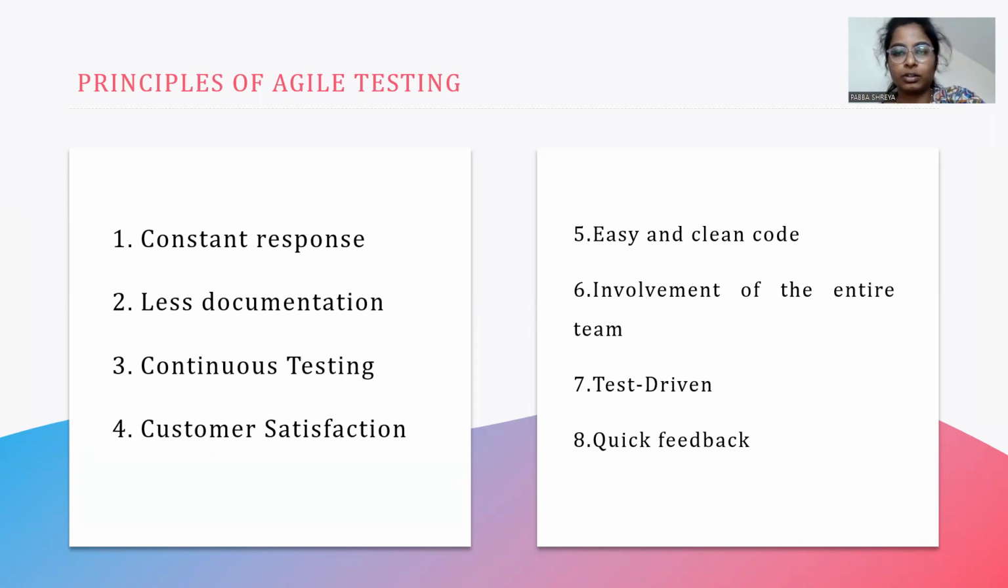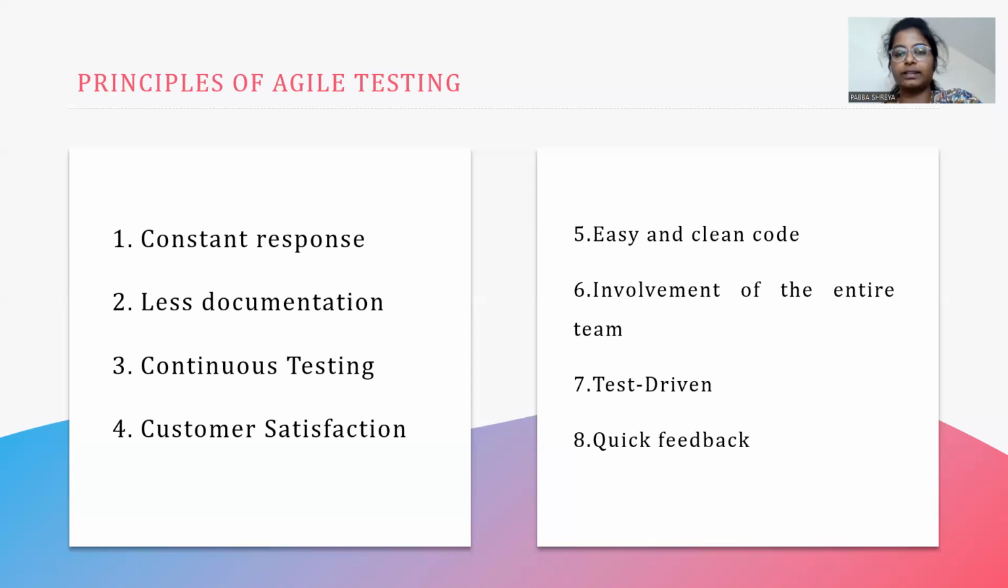And next is less documentation. In this, the execution of agile testing requires less documentation as the agile team or all the test engineers use a reusable specification or a checklist, and the team emphasizes the test rather than the secondary information. And next is continuous testing. The agile test engineers execute the testing endlessly as this is the only technique to make sure of the constant improvement of the product.